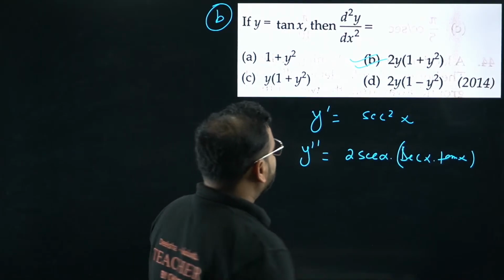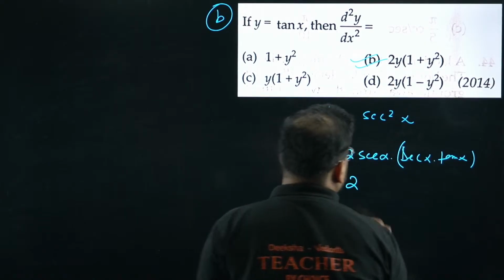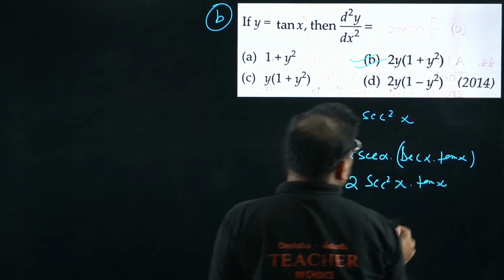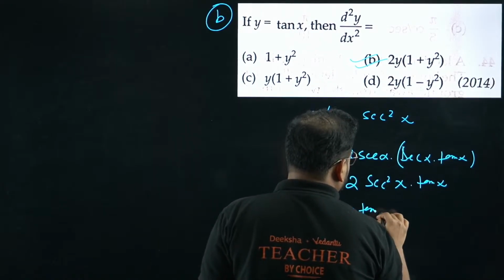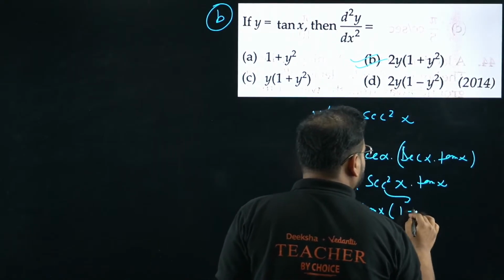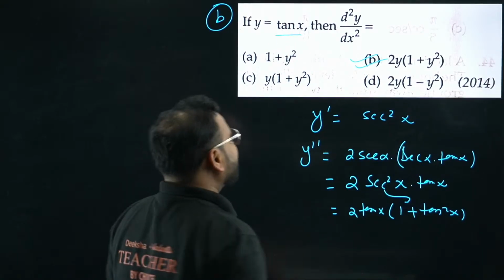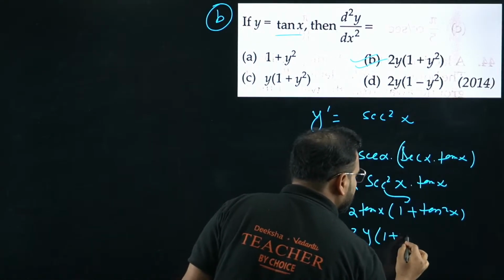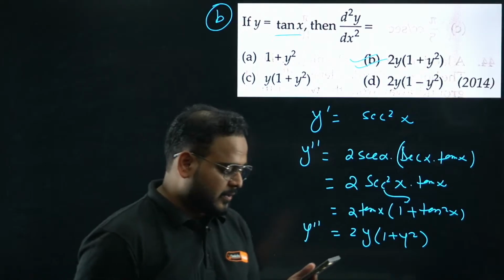Now if you club this together, you'll have sec square x into tan x. So right here I get 2 tan x together, and I write sec square as 1 plus tan square x. Now we know the value of y is tan x, so I can replace tan x by y everywhere. 2y times 1 plus y square is going to be my y double dash. Option B is correct.